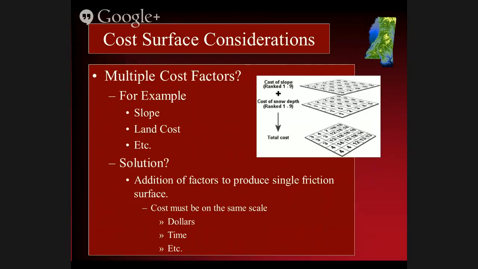Okay, we can have multiple cost factors. However, the algorithm expects you to provide it, to input into it exactly one friction surface or one cost surface. And so this can be accomplished through something that we've already discussed. Okay? So we're building on previous discussion here. We can take our input factors, for example, it might be slope, it might be land cost, etc., and we can add them together, addition of factors to produce a single friction surface.